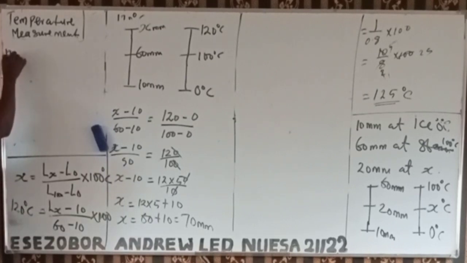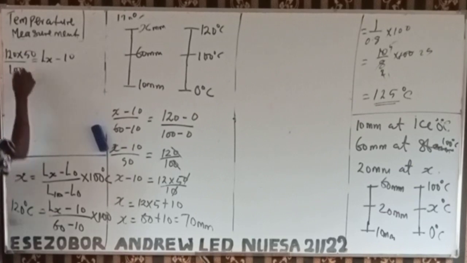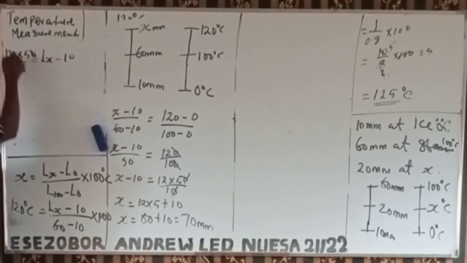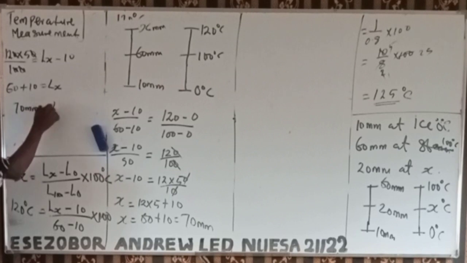That is 120 times 50, then you divide it by this 100 that's here. This side will be free from 100 minus 10. This will cancel this, and this will cancel this. It will be 12 times 5, that is 60. Then plus 10 is equal to the length at x, that will be 70 millimeters. That's Lx. The length at the unknown temperature is 70 millimeters.